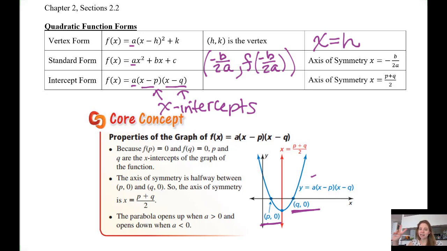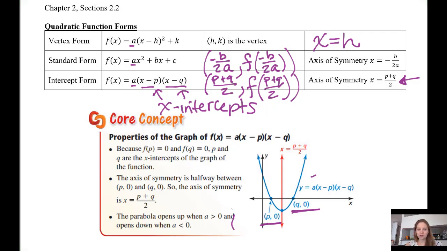The axis of symmetry is halfway between those points, right? The axis of symmetry is equidistant between those 2 points. And so you can find it by adding p plus q and dividing by 2. And then once you know where the axis of symmetry is, that value is the x of your vertex. So to find the vertex, p plus q over 2 gives us the x value of the vertex. And for the y value, we'll plug that x value into the function. So f of p plus q over 2.